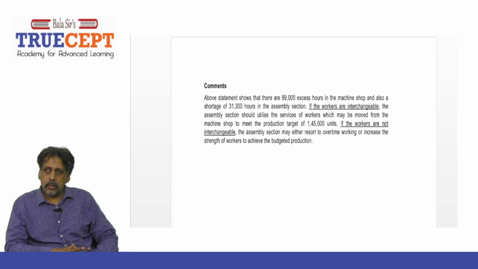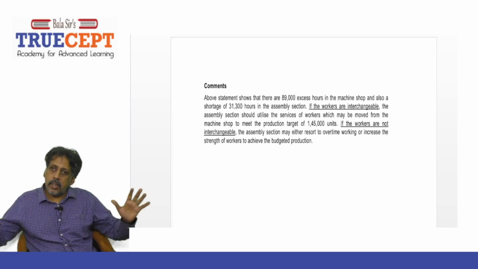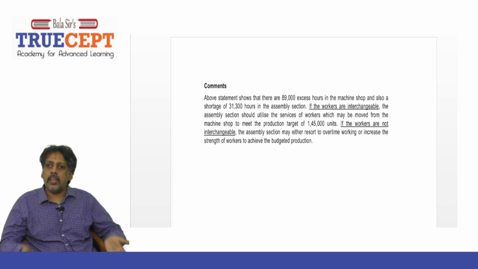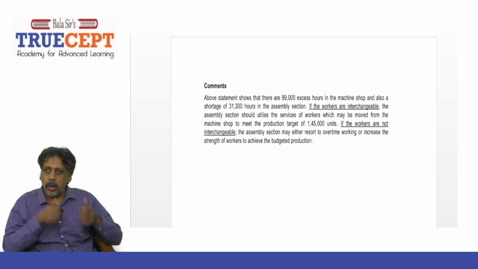If the workers are not interchangeable, the assembly section may either resort to overtime working or increase the strength of workers to achieve the budgeted production. How do you increase the strength? Not by giving them a Horlicks boost. By recruiting more persons in the department. That's increasing the strength of the department. More hands.